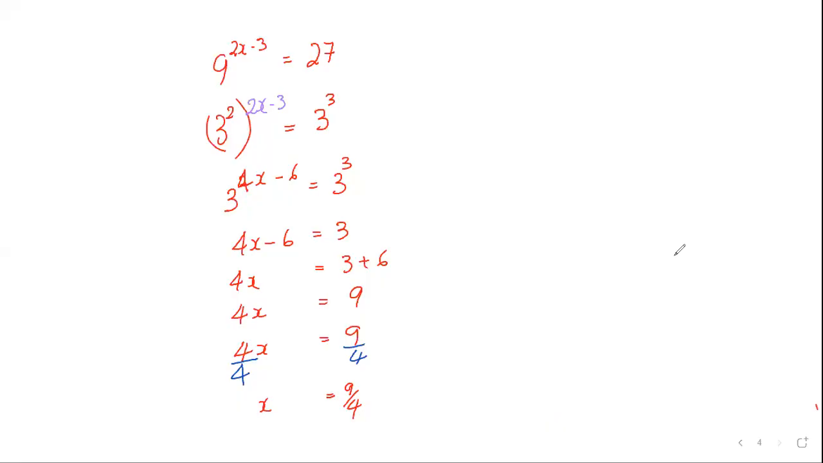Now let's have a look at the next one. This one is simple. It is 13 to the power x equal to 1.